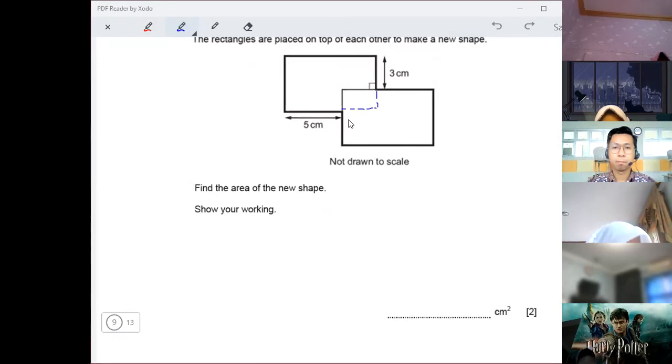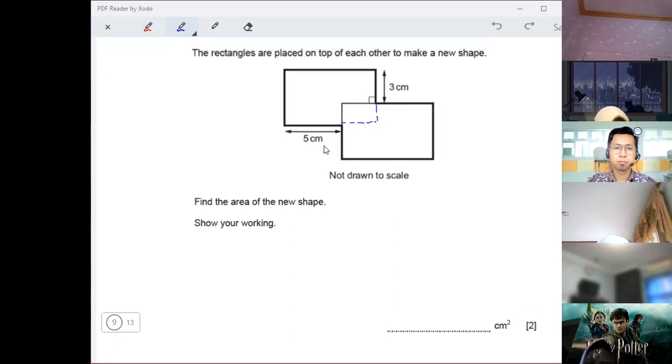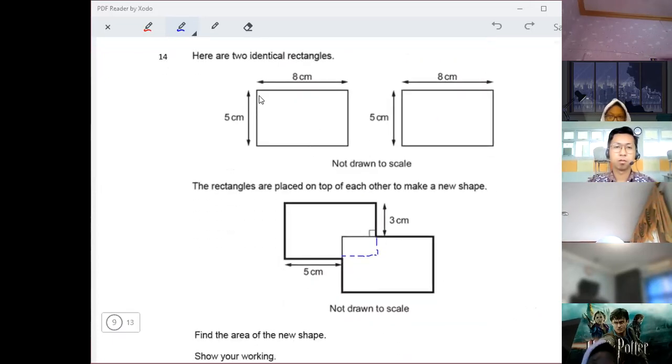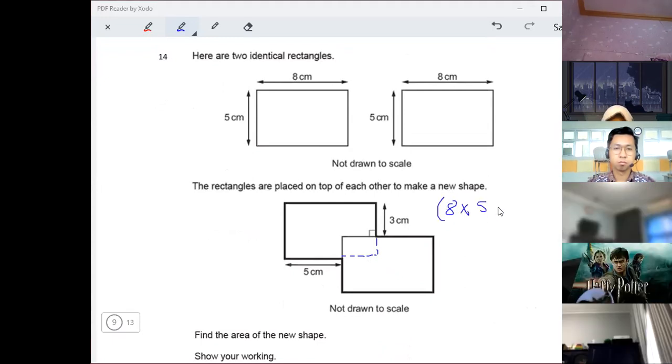You just have to add. Yeah, we need to add both of the areas of these rectangles. This is the first rectangle, 8 times 5. So it was 8 times 5 before, and we have 8 times 5 and 8 times 5. So that we have this one, 8 times 5, and that is 2 rectangles. So we will multiply by 2. 2 times 8 times 5.